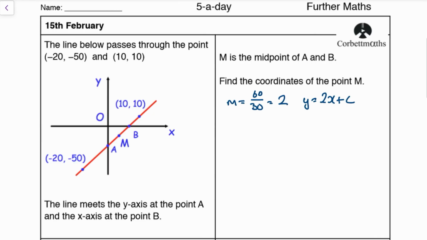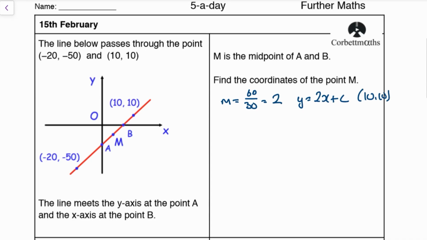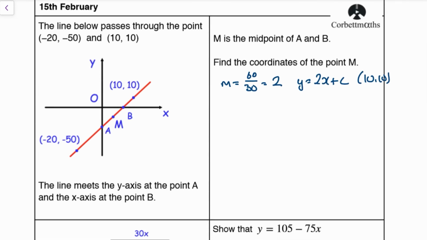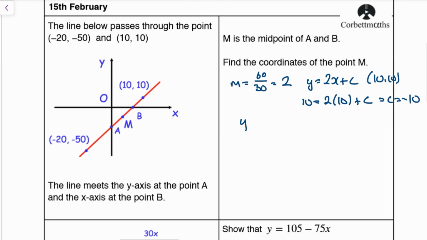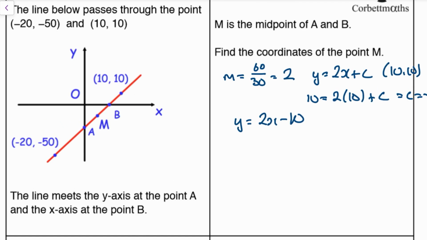I don't know what c is, but I'm going to use, screen jumped again. I'm going to use the coordinates 10, 10. Screen keeps moving around, sorry. Let's put these numbers in. So 10 is equal to 2 times 10 plus c, which means that c must be equal to minus 10, which means the equation of my line is y equals 2x minus 10. Now, this is important because it means, zoom in a bit, I've got the equation of my line, which means I can say, I can actually show the working here, but I think it's fair enough just to do this by looking at the equation.